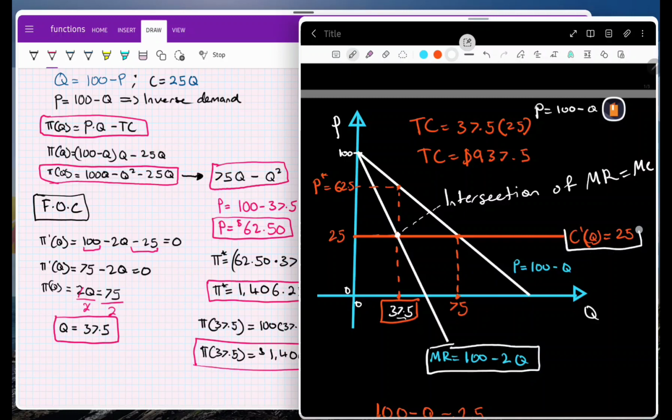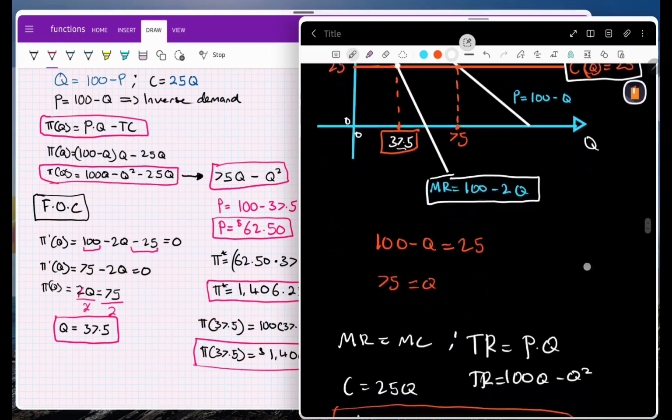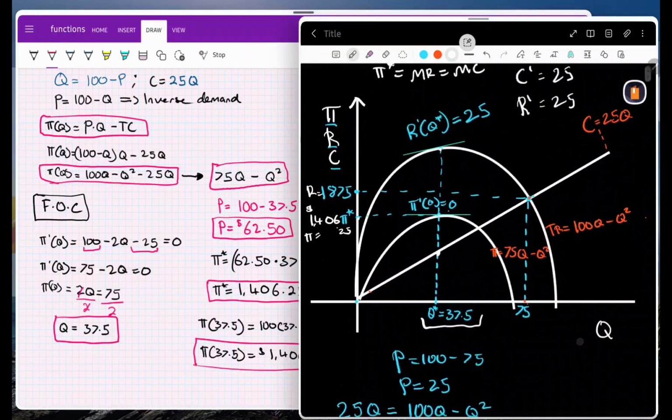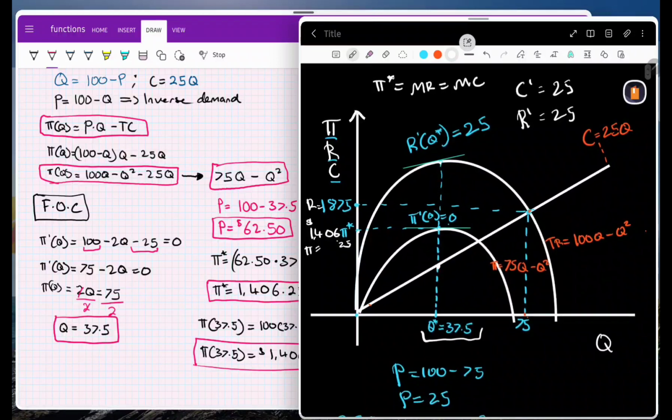Marginal revenue is equal to your marginal cost. So, whether or not you're given both graphs or one graph, you should be able to derive the profit maximizing quantity.